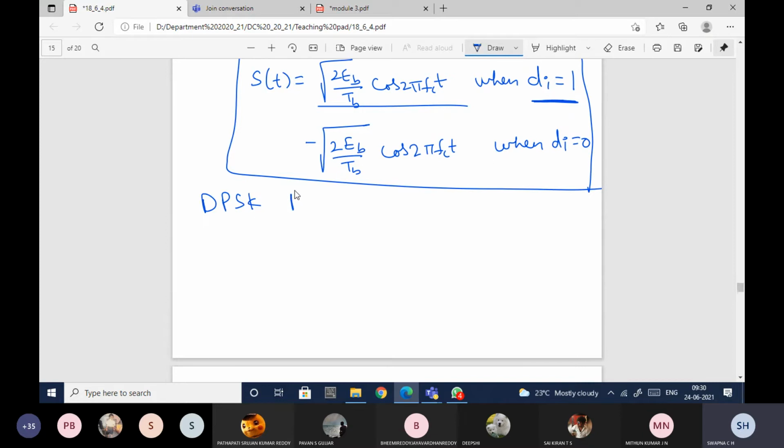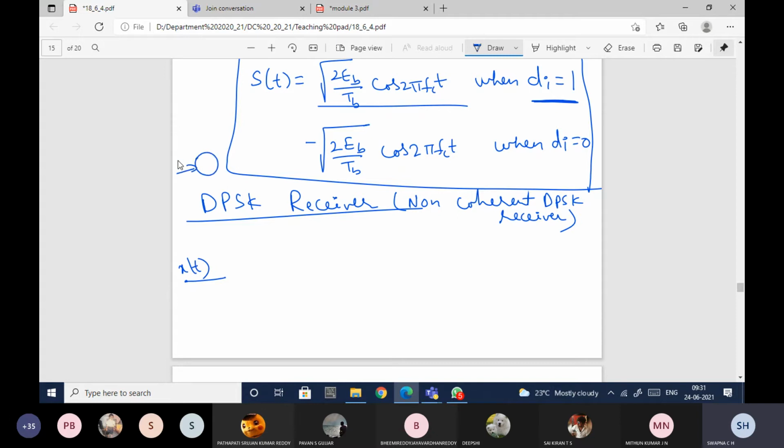Next, DPSK receiver. Here the DPSK receiver is non-coherent. So x of t will be the received signal. How do I get x of t? This s of t will be given to the channel. The channel will add the noise, and then I'll get x of t.